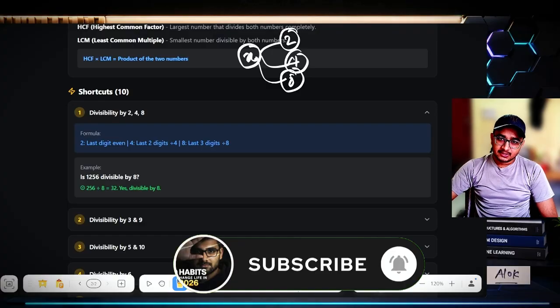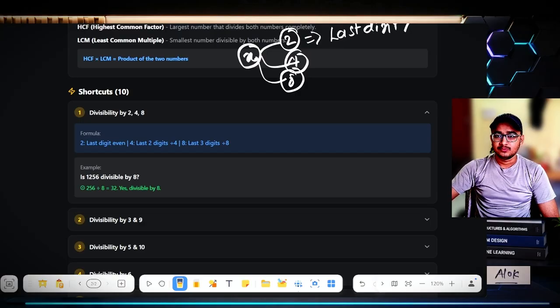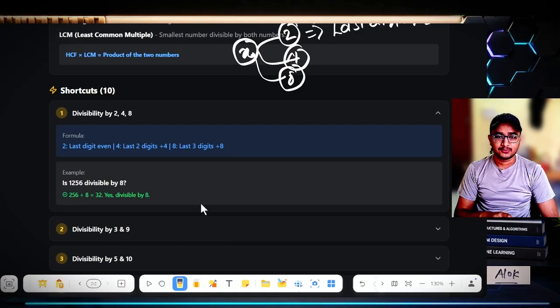How will you find it? To check divisibility by 2, what do you have to find out? The last digit should be divisible by 2. You have to find out whether the last digit is divisible by 2.